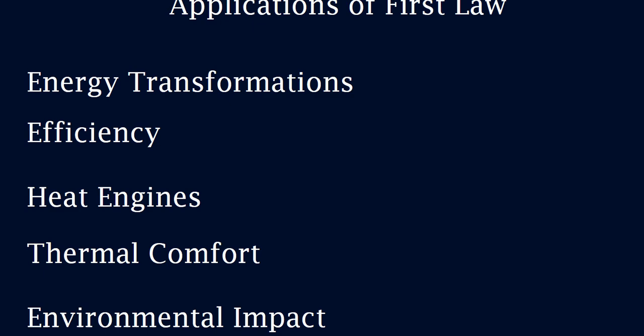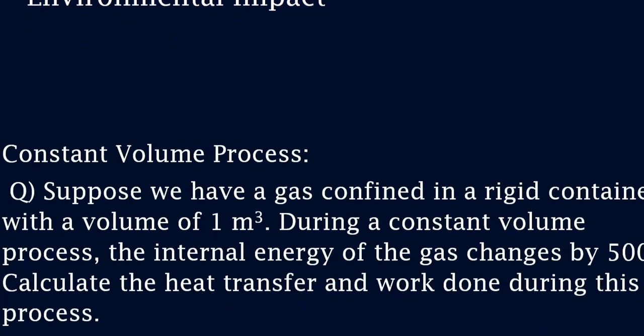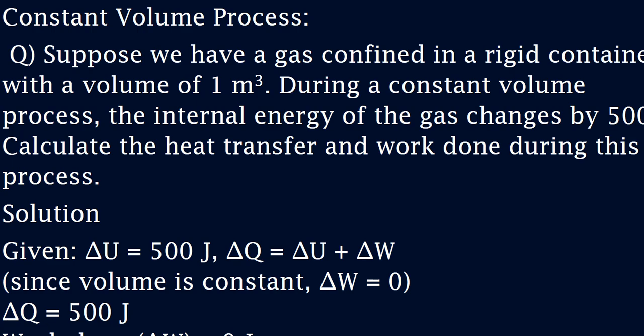Now let us solve some numerical. This numerical is based on constant volume. Suppose we have a gas confined in a rigid container with a volume of 1 meter cube. During a constant volume process, the internal energy of gas changes by 500 joules. Calculate the heat transfer and work done during this process.